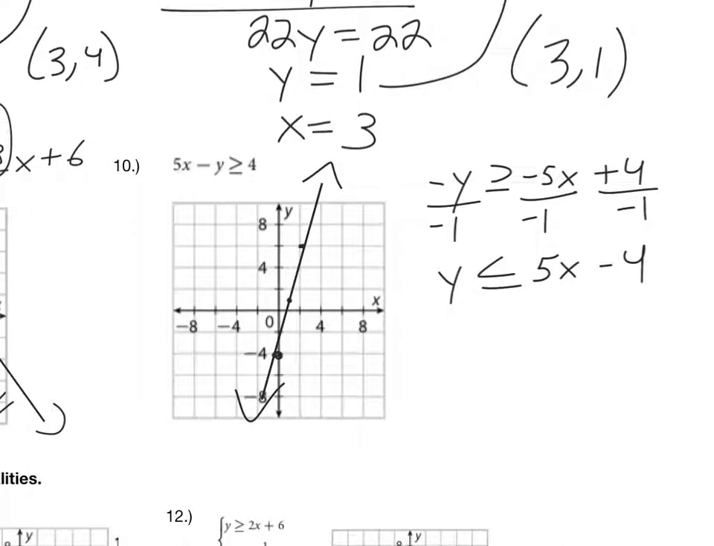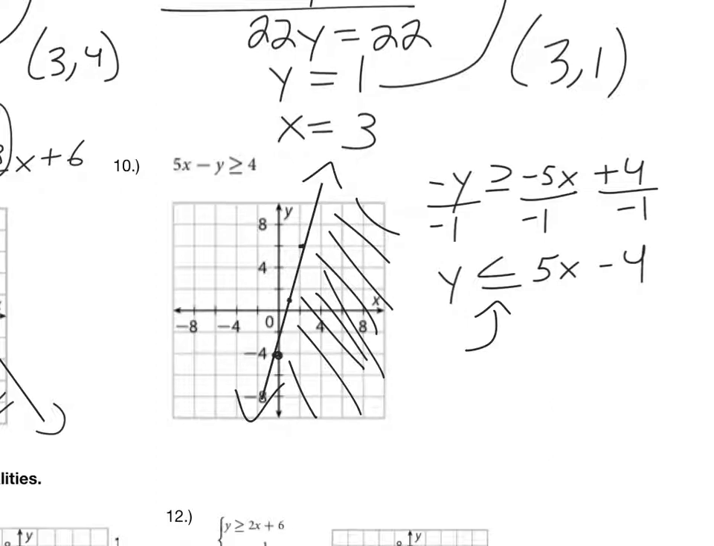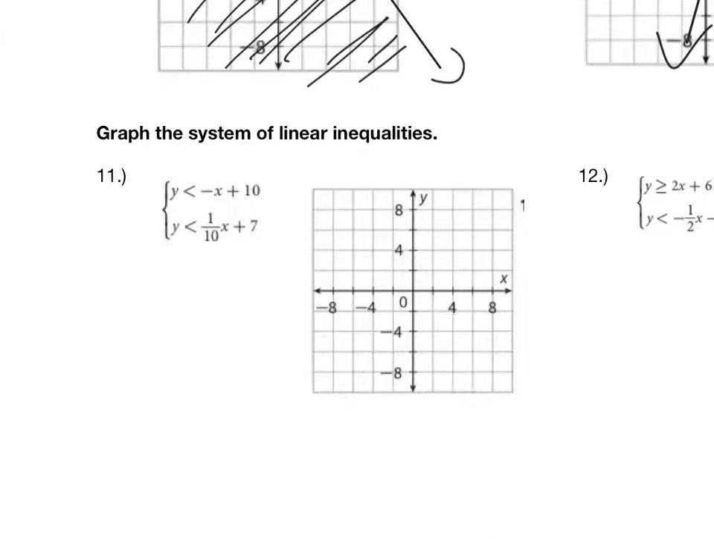And there's my line, and it's y is less than or equal to 5x minus 4, which means I'm going to shade below the line. And I used the solid line again because it's less than or equal to, which would mean it would be solid. Number 11, graph the system of linear inequalities.